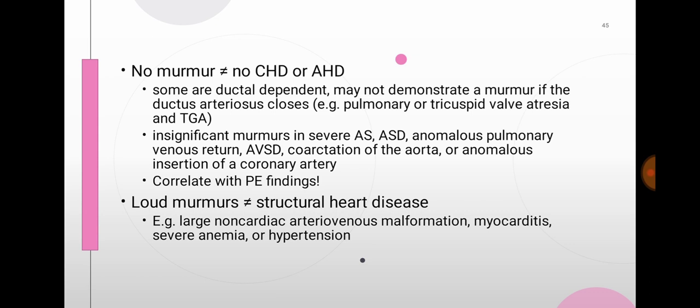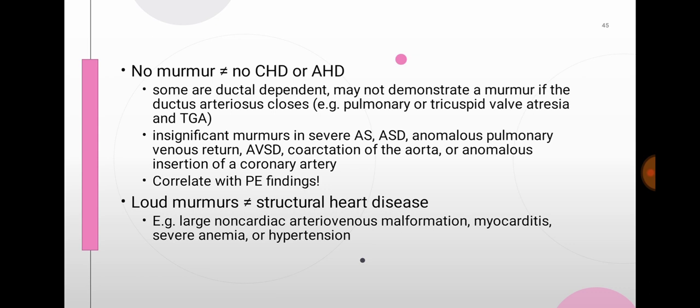Always correlate with your PE findings. So if there's no murmur, but you can see that the patient is congested, most likely the patient has a large defect. Okay? But if there's a very loud murmur, and the patient is up and about and running, most likely it's a very small defect. So again, loud murmurs do not equate to a structural heart defect. Sometimes it can mean a non-cardiac AV malformation, myocarditis, even severe anemia.